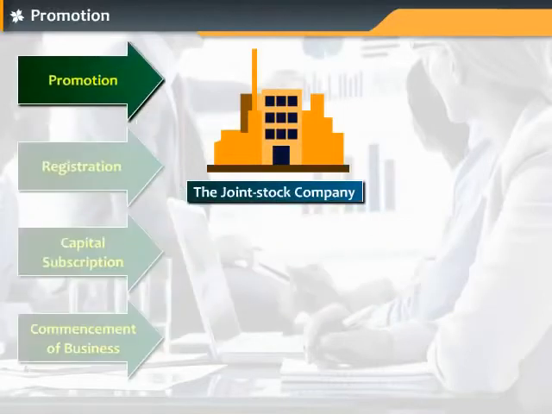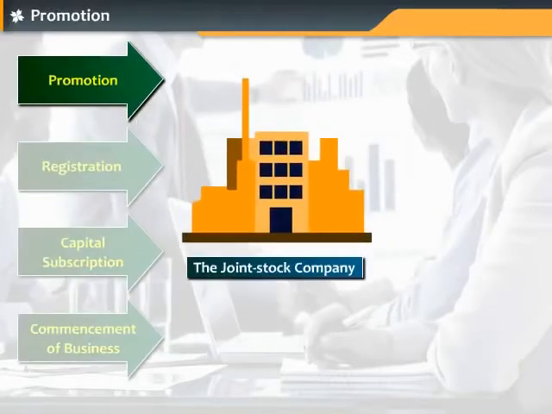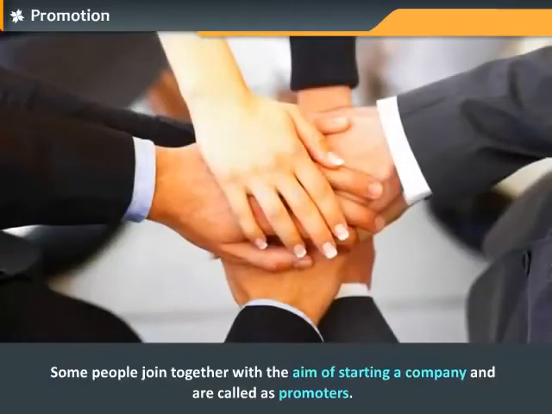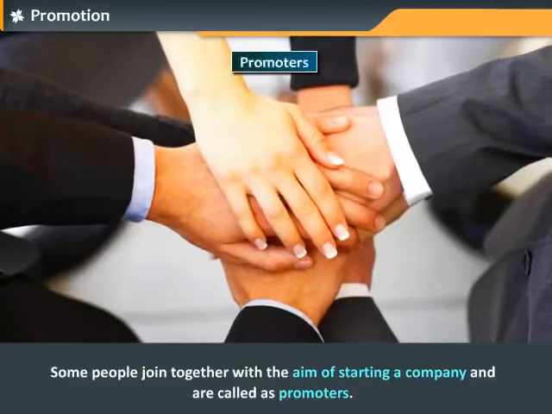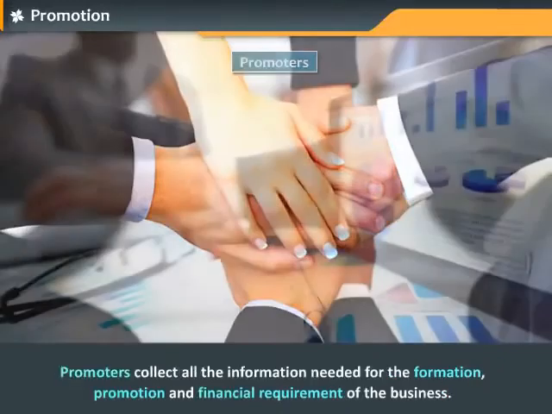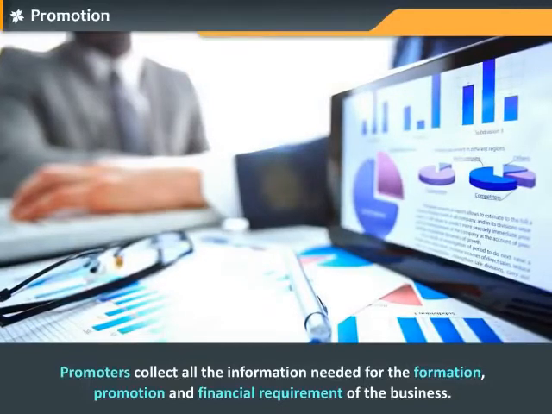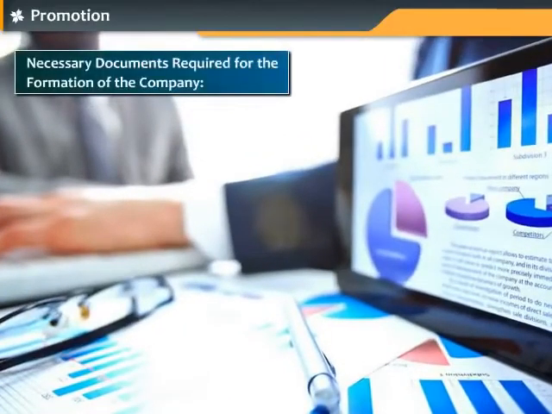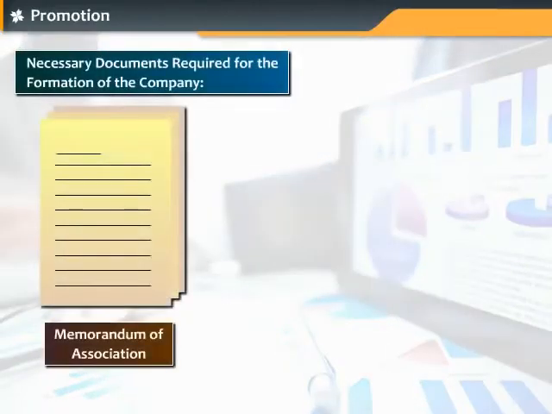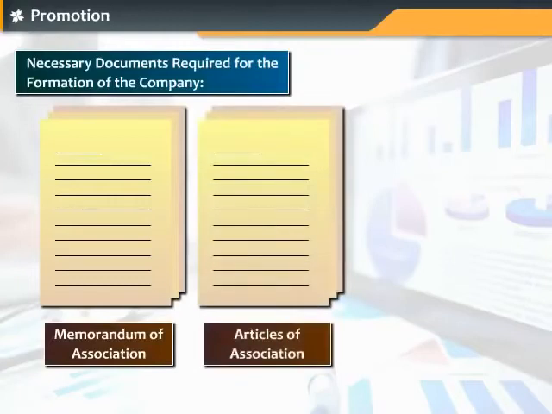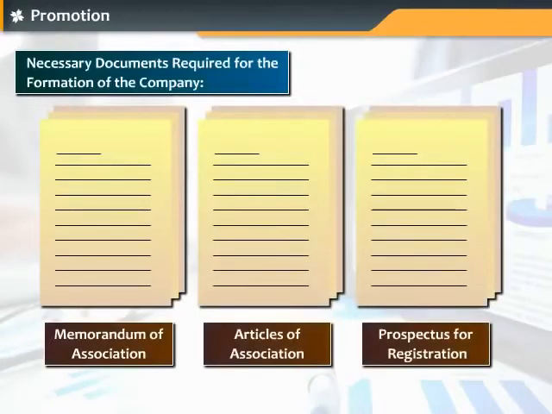Promotion is the first stage in the formation of a joint stock company. Some people join together with the aim of starting a company and are called promoters. They work as first directors to formulate a company. Promoters collect all the information needed for formation, promotion, and financial requirements of the business. They also prepare necessary documents like Memorandum of Association, Articles of Association, and Prospectus for registration.